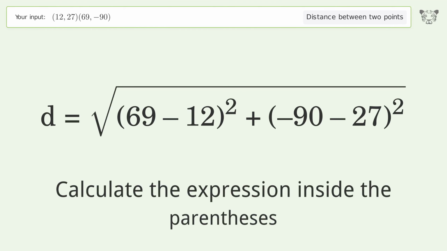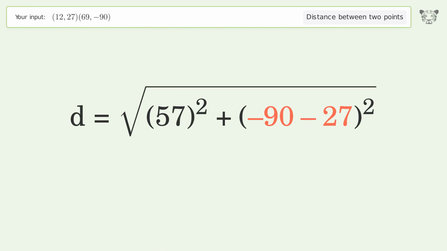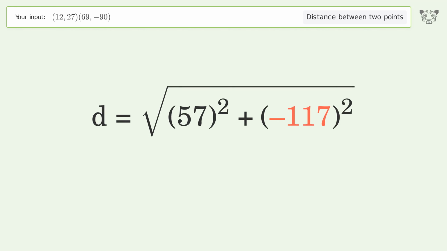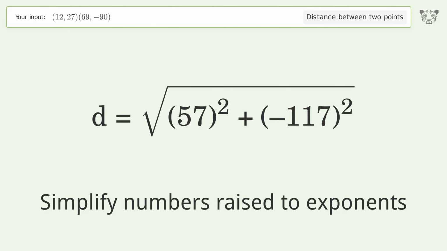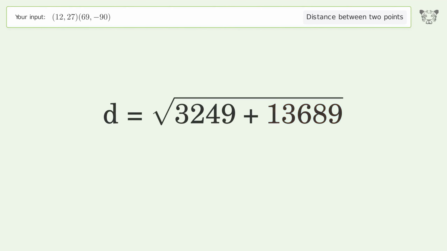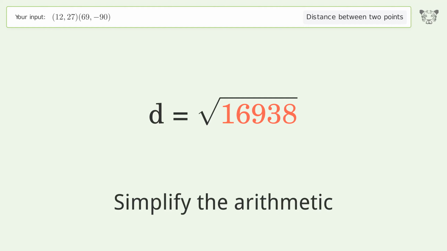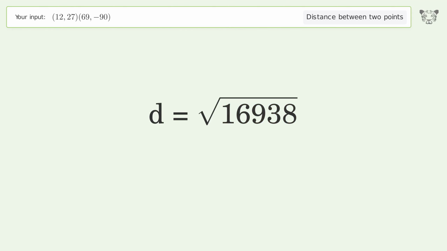Calculate the expression inside the parentheses. Simplify numbers raised to exponents. Simplify the arithmetic. And so the distance between the 2 points is the square root of 16,938, or 130.146.